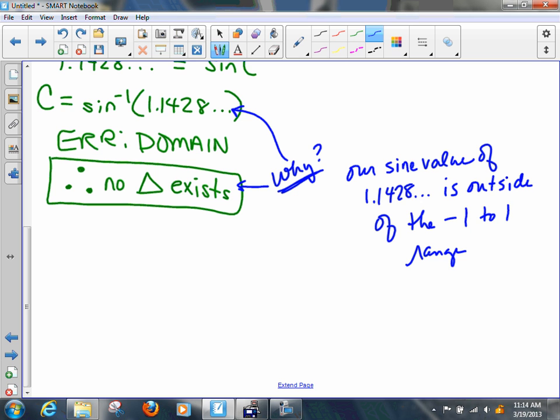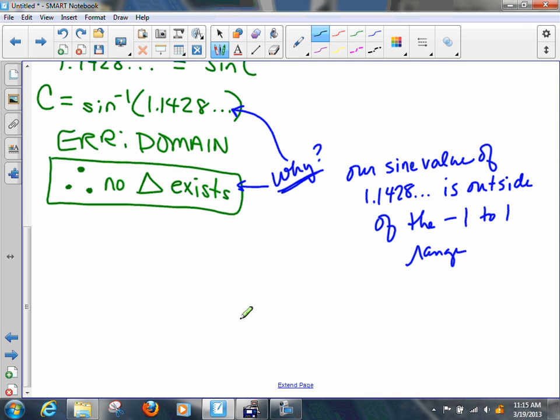I just hit second sine, and then I took the inverse sine of that answer, that 1.1428, and then I hit enter. I'm just taking the inverse sine of that value, okay? Or I'm trying to at least. Now, we okay with no triangle exists? All right, let's move on.